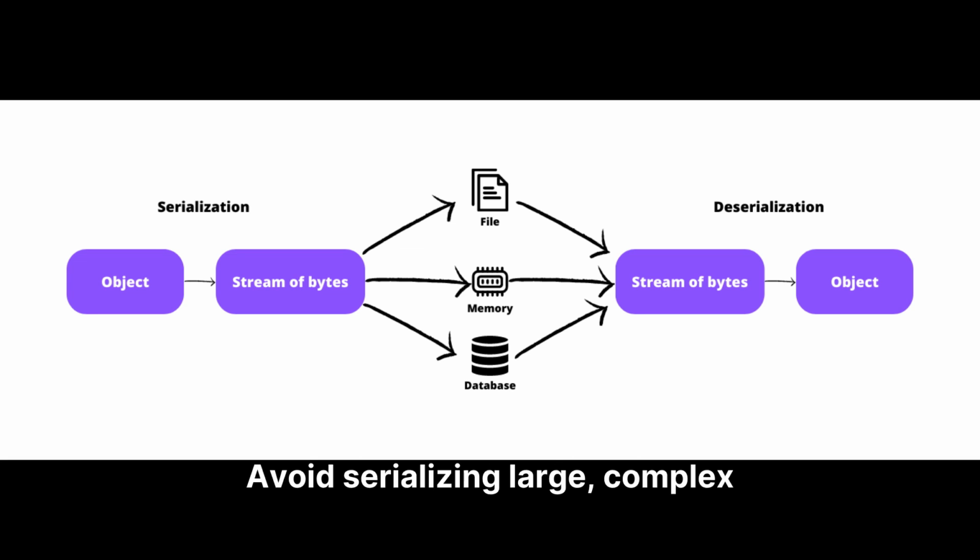To maximize efficiency, optimize your data structures, ensuring only necessary data is serialized. Avoid serializing large, complex objects when only a subset is required. Consider creating data transfer objects, or DTOs, containing only properties needed. This practice reduces processed data, leading to faster serialization and deserialization times, and minimizes storage footprint, especially for frequently serialized objects.